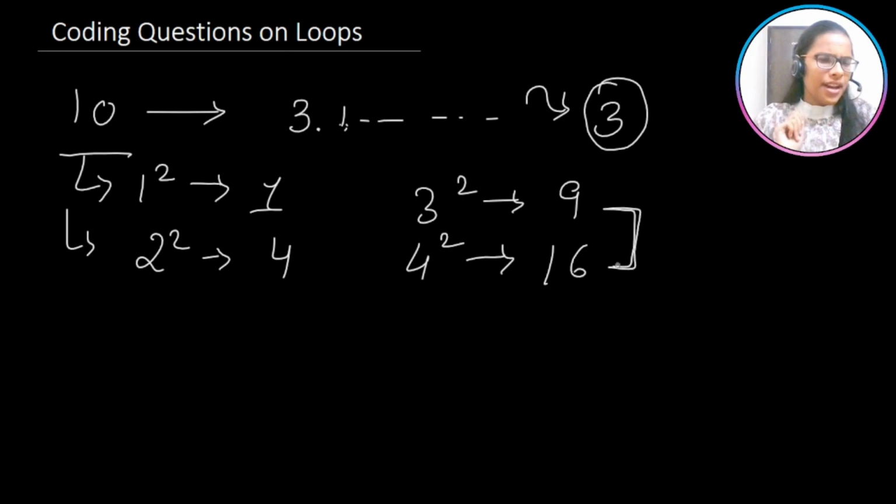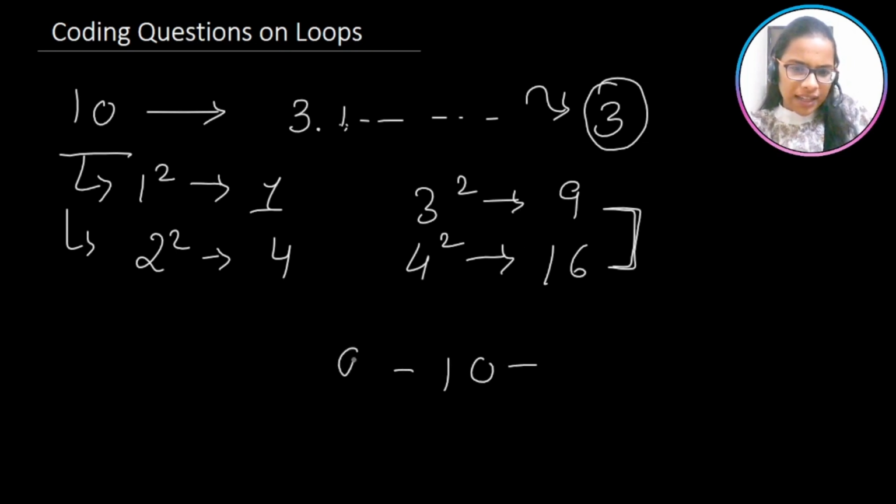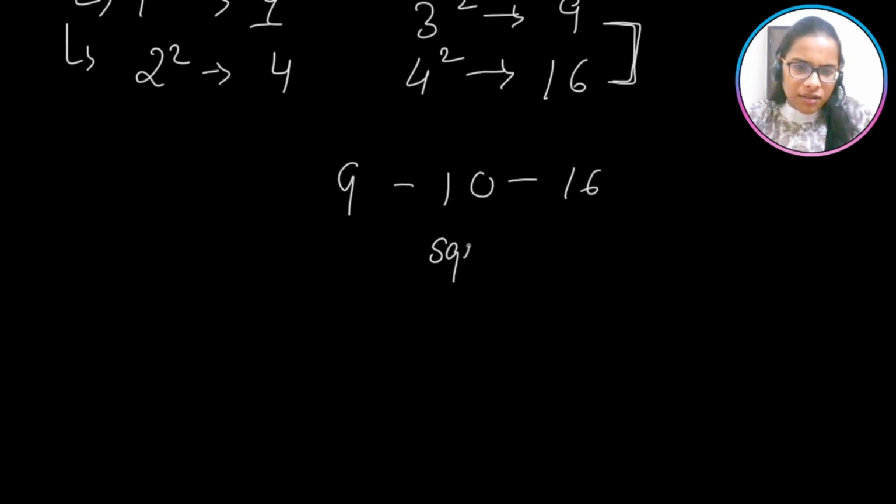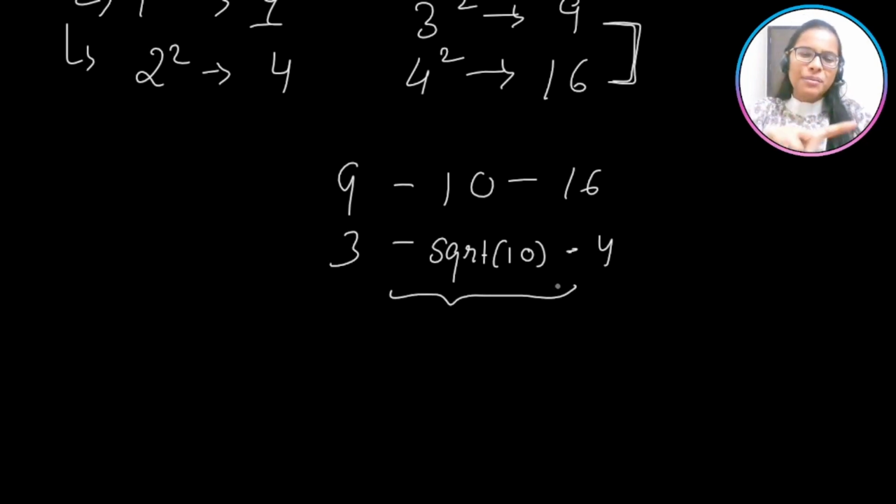As 10 is somewhere between 9 and 16, the square root of 10 will be somewhere between 3 and 4. And if the square root is somewhere between 3 and 4, then the answer should be 3. Right, we know this, we actually know this.